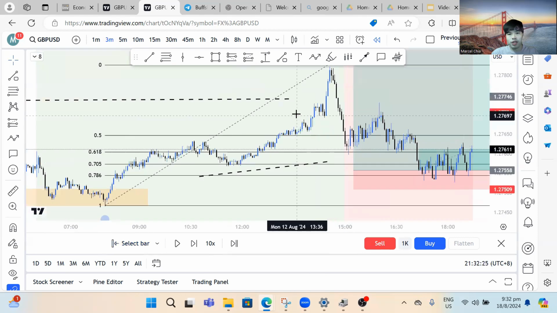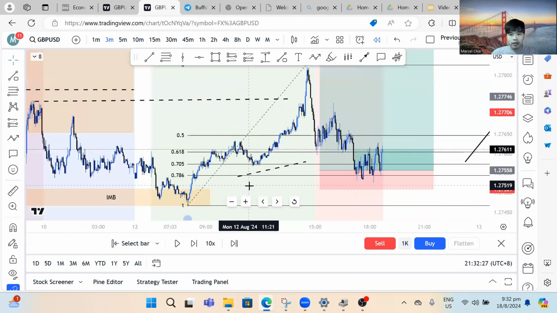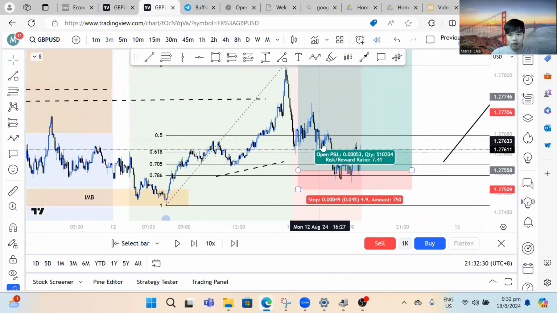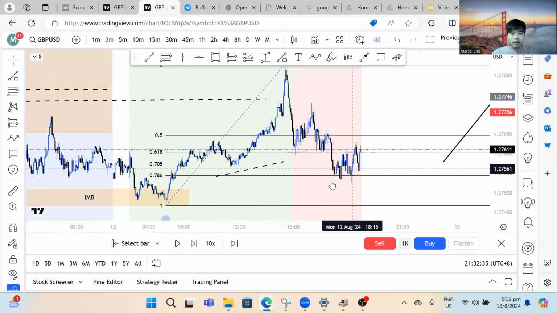Okay, so let's just go to M3, even lower, for more refining. When price does hit our zone, our point of interest, at this very level, we can see that there's a breaking structure. Sorry, this is a chop. This is basically a potential change in character. This is a sweep. So this was a sweep of this liquidity. And there's another breaking structure here.